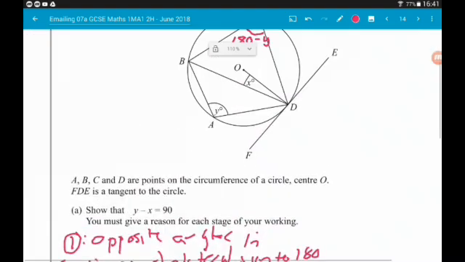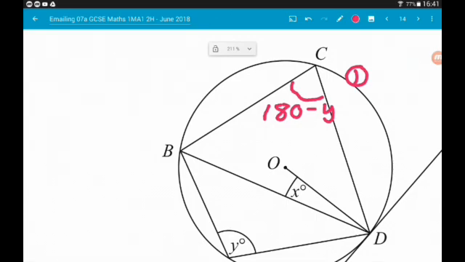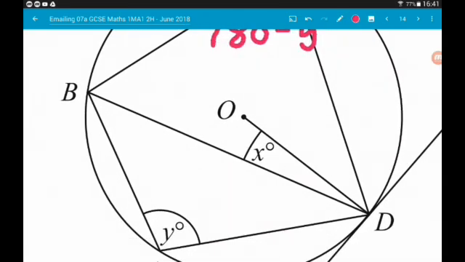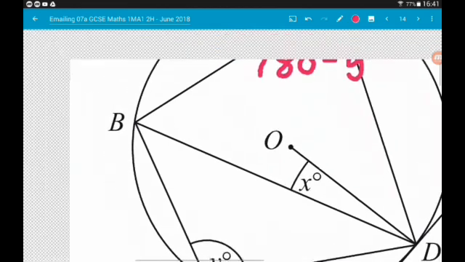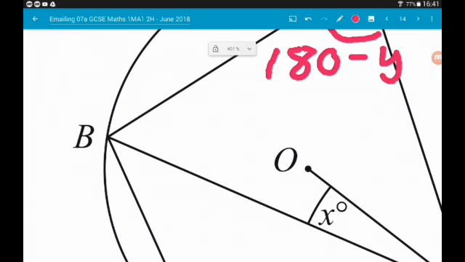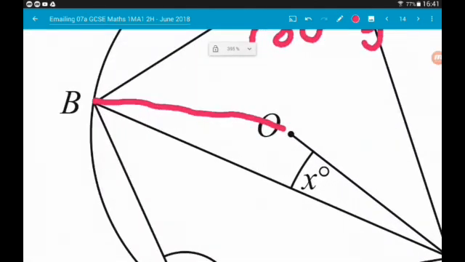Okay, how does that help? Well, if we now go to the centre, we know this line here, OD, is a radius of the circle. We could create another radius of the circle from B to O, like that. Now we know that this red line and this line are the same length because they are both a radius of this circle. So that means this is an isosceles triangle. So we know this is angle X as well.